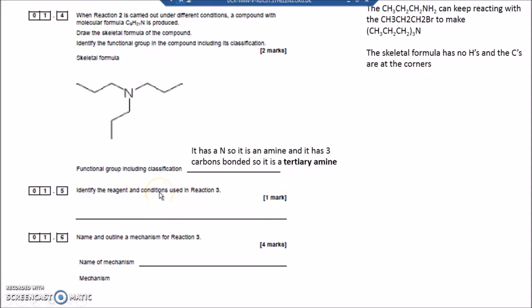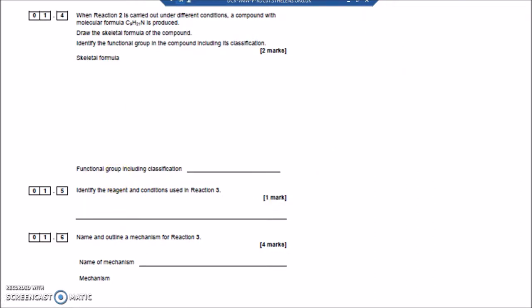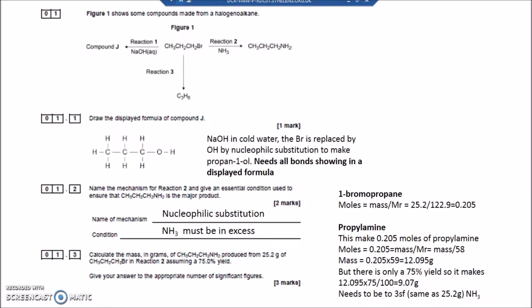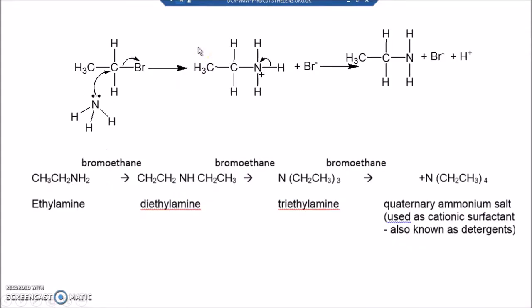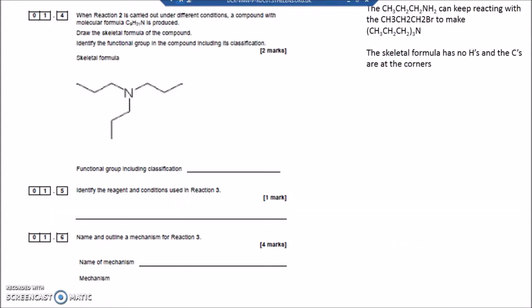Identify the reagent and the conditions used in reaction 3. So look back at reaction 3. Here, the Br has been removed and I've now got C3H6. I've got a double bond. So this is the reaction that I talked about before. Instead of using sodium hydroxide in cold water, you've used sodium hydroxide in warm ethanol, and it's reacted with an H from this CH2 here, removed it. The electrons from the CH have moved between the two carbons to make a double bond, and the Br has been eliminated. So you've got an elimination reaction.